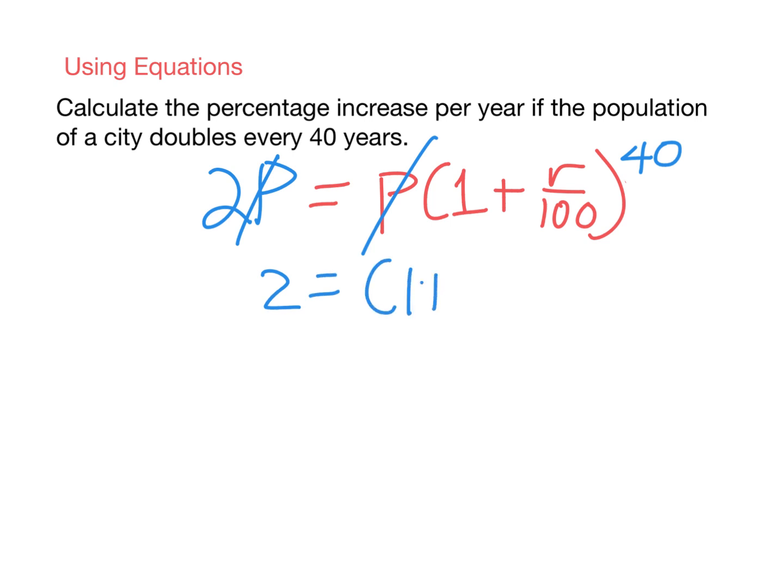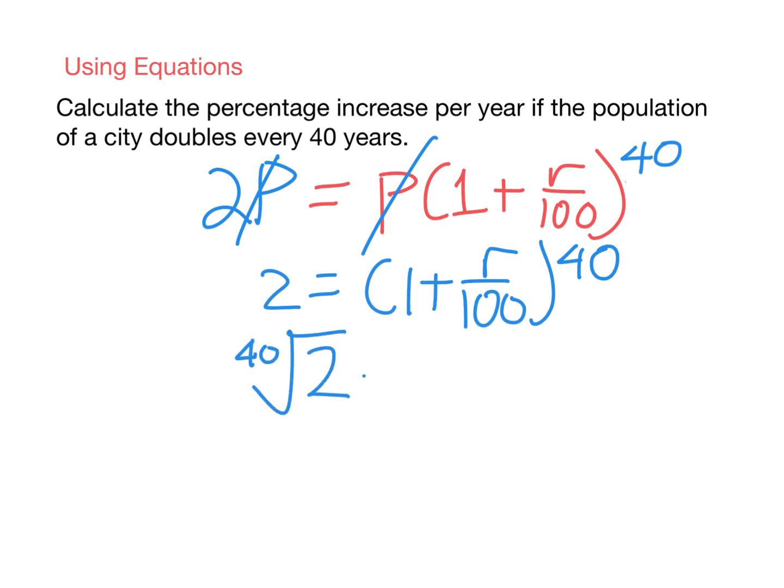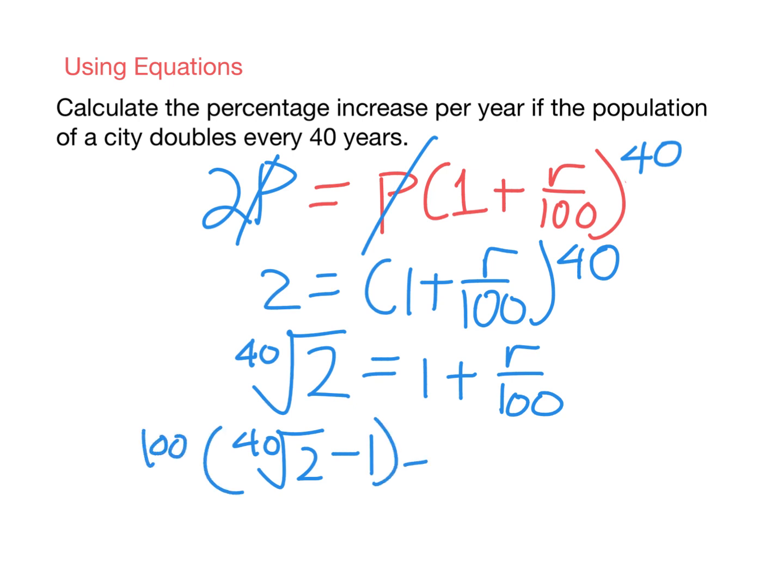2 equals (1 plus R over 100) to the power of 40. So we have to actually take the 40th root here if we want to get rid of that power of 40. Now to get R by itself, we need to subtract 1 from both sides, and then we need to times both sides by 100. So this is the value of R exactly. Putting that in our calculator, we get R is about 1.75%. So the population of the town increases about 1.75% year on year. It will double every 40 years.